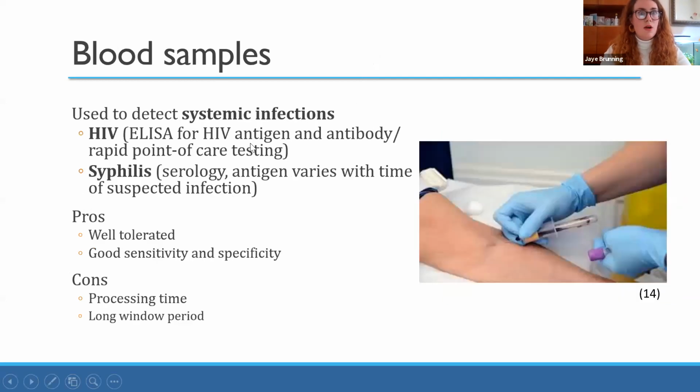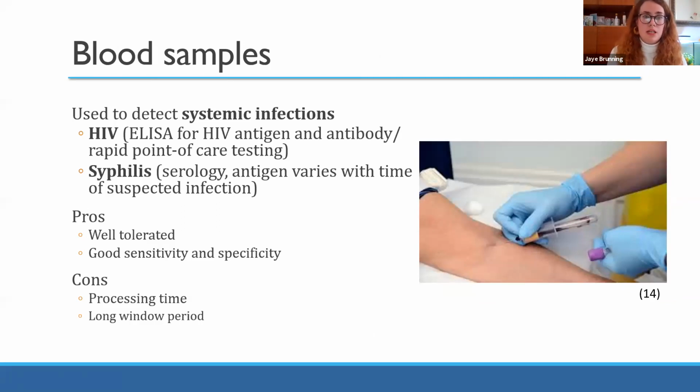Lovely. So on to the final sort of testing, and that's blood samples. And usually the way I think about this is they try and detect systemic infections. So for example, HIV and syphilis. When it comes to HIV, there's two types of testing. There's a blood test that is venipunctured, like from the picture on the right, and that's an ELISA that's done in the laboratory for HIV and antibody testing.